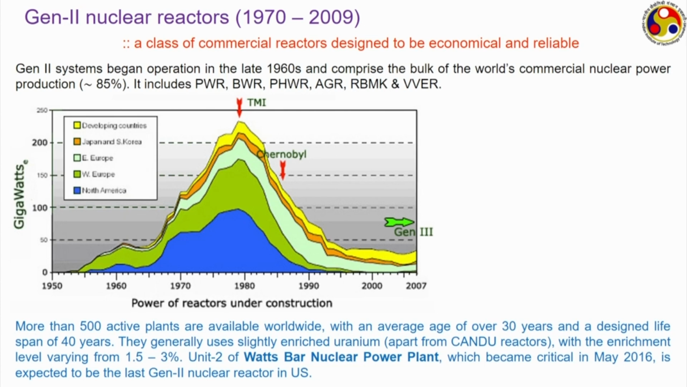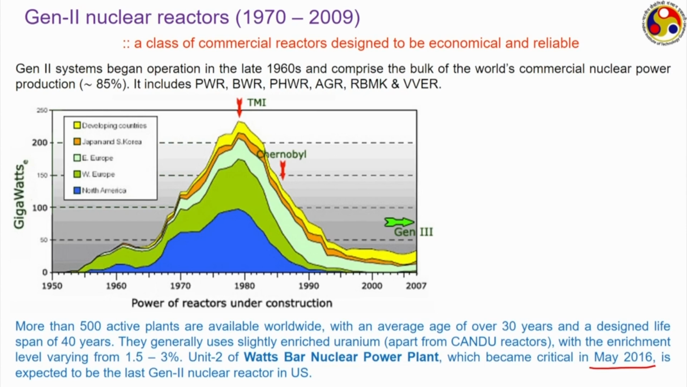These generation 2 reactors, almost all of them apart from PHWR or the CANDU reactors, use enriched uranium. Enrichment level varies from 1.5 to 3%, in some cases 5%. The Watts Bar nuclear power plant of the United States, which became critical in May 2006, is expected to be the last generation 2 nuclear reactor in the United States and probably everywhere in the world.